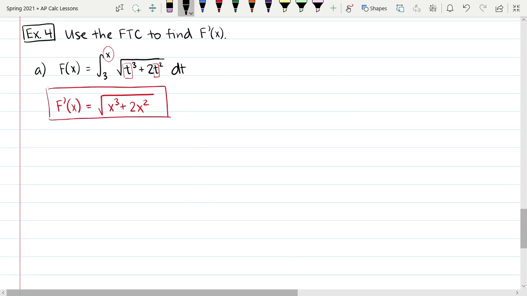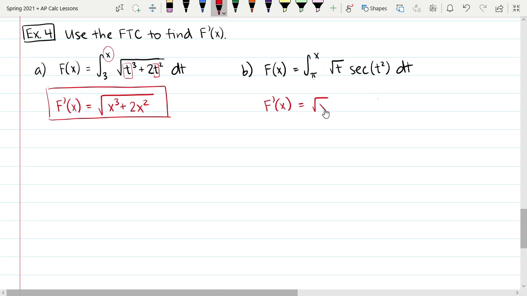That's it. So let's do one more that's this basic. So we have big F of x equals the integral from pi to x of the square root of t secant of t squared dt. So again, as long as I notice that I've got a constant as my lower limit, doesn't matter what the constant is, in this case it's a pi, could have been anything, and as long as your upper limit is just your x, then we can just use the FTC straightforward. So f prime of x just becomes the square root of x times the secant of x squared.